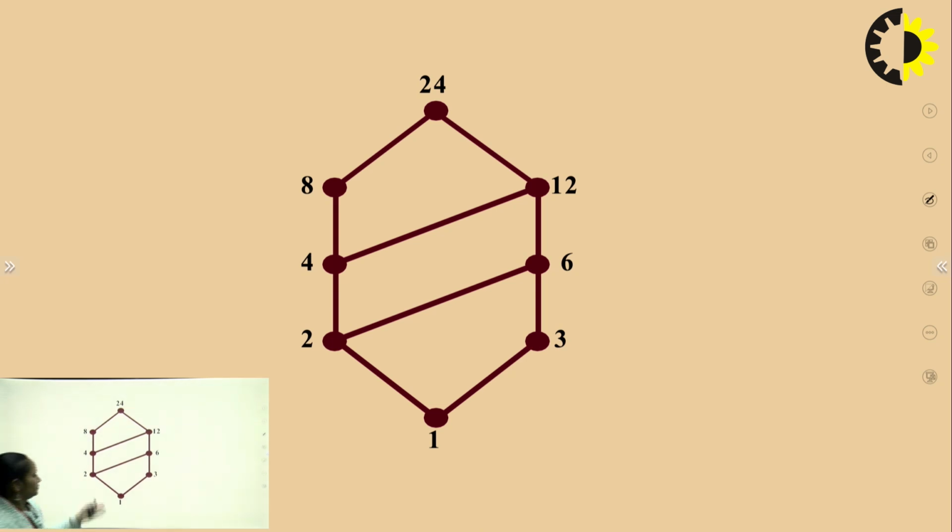After seeing this Hasse diagram, the relationships that are left are 1, 2; 1, 3; 2, 4; 2, 6 and 3, 6. Then 4, 8; 4, 12; 6, 12; 8, 24 and 12, 24. So this is overall about the Hasse diagram.